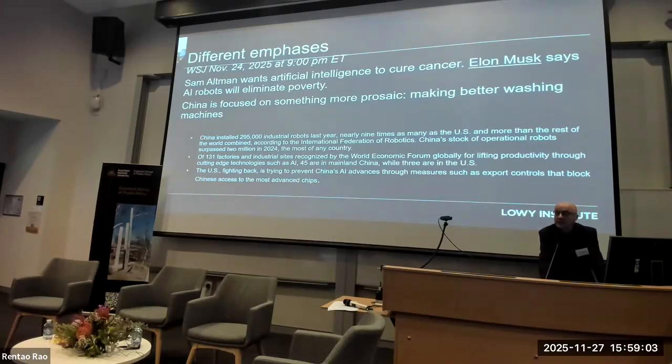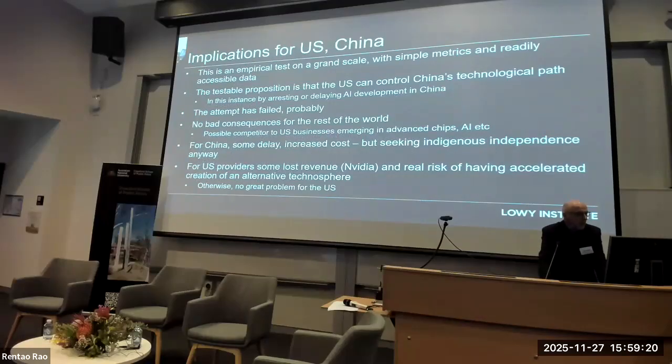The US might want to use AI to cure cancer, or AI robots will eliminate poverty. China, according to the story, is focusing on something more like how to use AI to make better washing machines. Final thought.